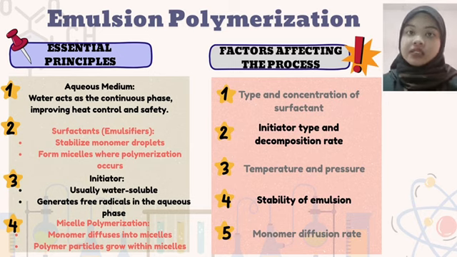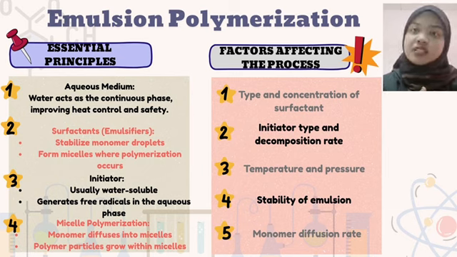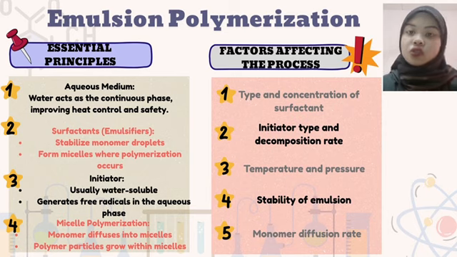This helps in better heat control and improve safety during the reaction. Next, surfactants or emulsifiers are added to stabilize the monomer droplets. These surfactants also form micelles, which are the main site where polymerization occurs. The reaction is then initiated using a water-soluble initiator, which generates free radicals in the aqueous phase.